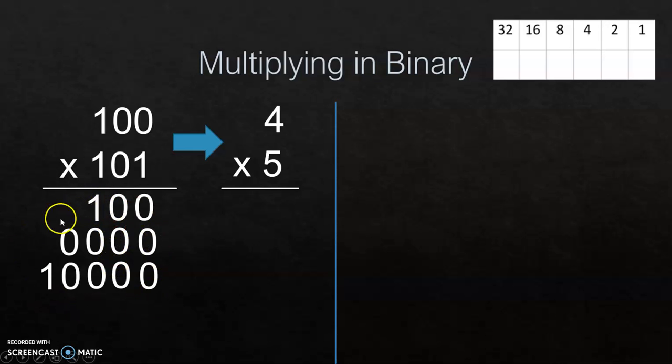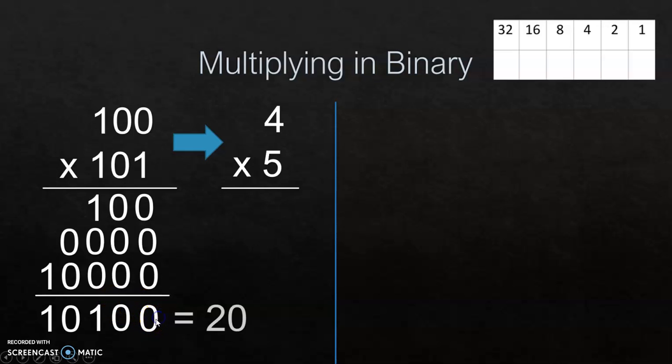Now that we have multiplied out all our numbers, we can proceed to add them together. 0 plus 0 plus 0 is 0. Same thing here, 0. 1 plus 0 plus 0 is 1. 0 plus 0 is 0. And this last one just gets pushed down. Our answer is the binary number 1, 0, 1, 0, 0, which in decimal equals 20. We proceed to confirm our answer by multiplying our decimal numbers 4 times 5, which is also equal to 20.